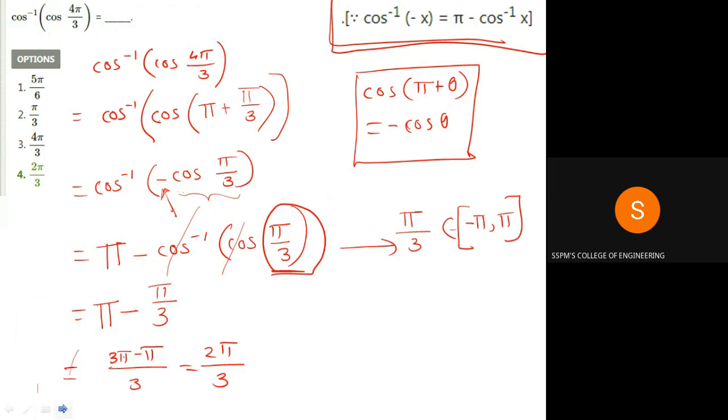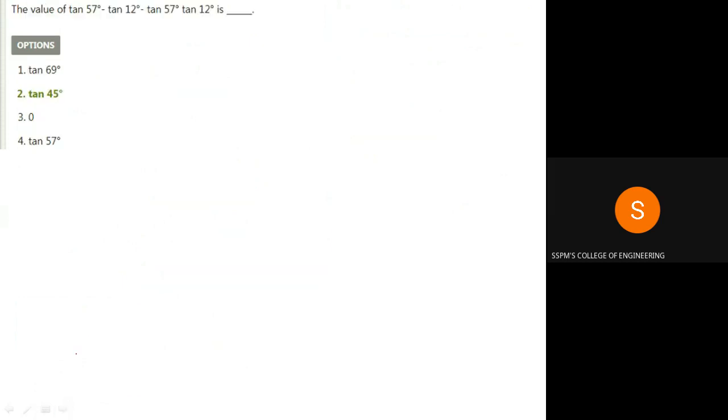Now next example. Now we have to find the value of tan 57 degree minus tan 12. Similar examples we have already solved previously. We do not know the values of 57 degrees and so on. We only know the values of 0, 30, 45, 60 and 90. So we will try to convert these values into such easy angles.